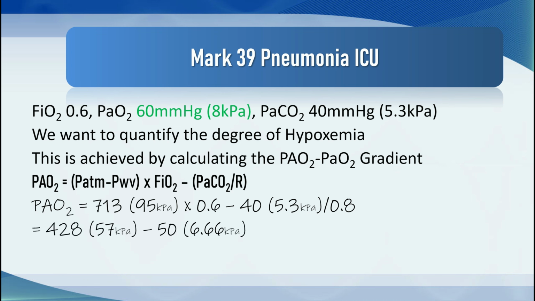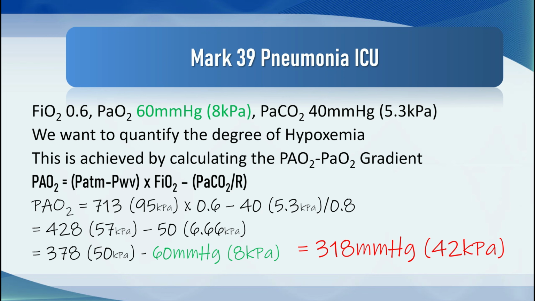And this gives us a number of 428, or 57 kilopascals, minus 50, or 6.6 kilopascals. Our alveolar oxygen tension is 378, or 50 kilopascals, and from that we're going to subtract the arterial oxygen tension, 60 millimeters of mercury or 8 kilopascals, and the A minus a O2 gradient, you can work it out yourself, is 318 millimeters of mercury or 42 kilopascals. That is an enormous gradient.